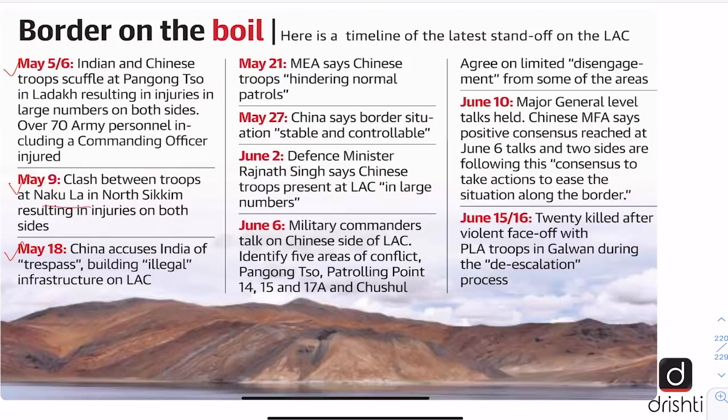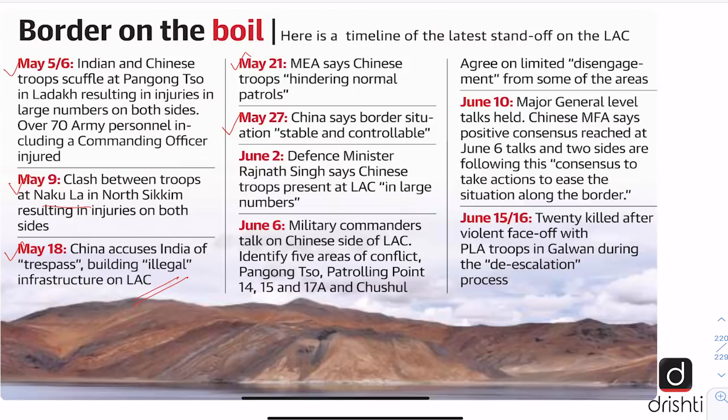And on May 18, China accused India of trespass and building illegal infrastructure on line of actual control. Whereas on 21st of May, India said that the Chinese troops were hindering the normal Indian army patrol within its territory of the line of actual control. And on May 27, China said that the border situation was stable and controllable.